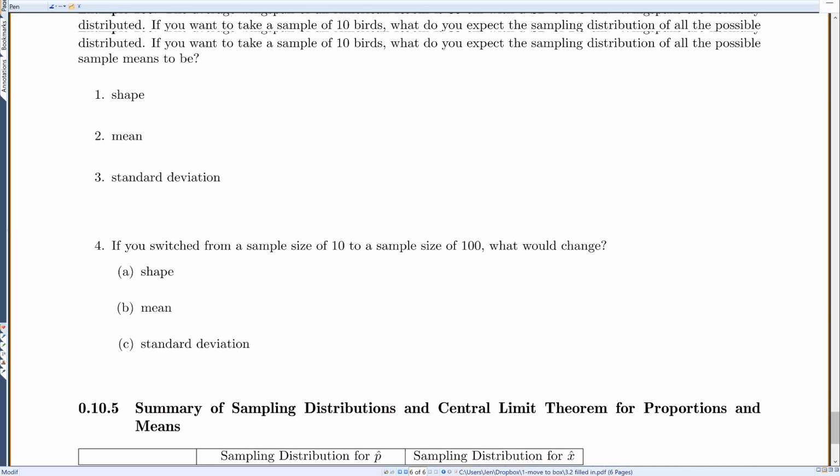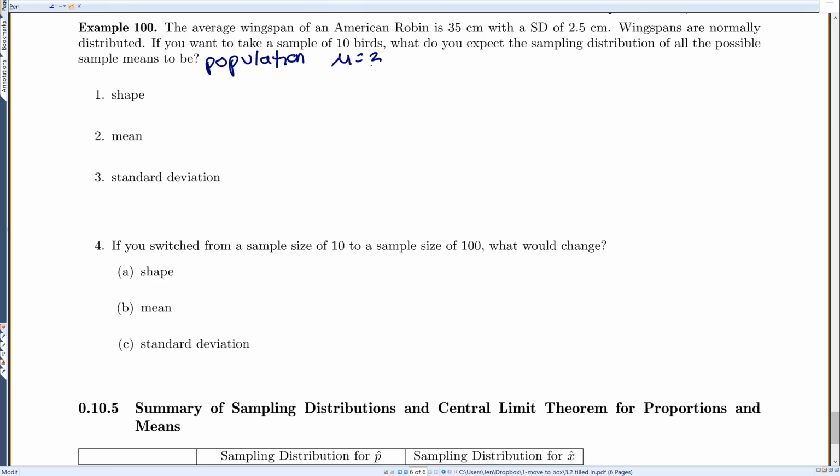Okay, last example here. The average wingspan of an American robin is 35 centimeters with an SD of 2.5. Let's always write down what they gave me. That sounds like it's for all American robins. It doesn't sound like it's a sample. It sounds like it's a population. So for my population, we have a mean of mu equals 35 and a standard deviation of sigma equals 2.5. Having that written down helps me know what's in the problem. It helps me plug things into my formulas.